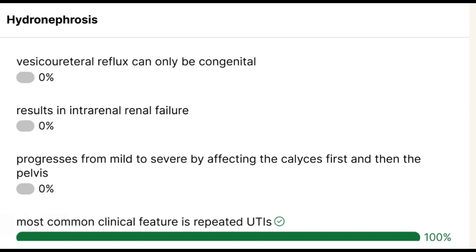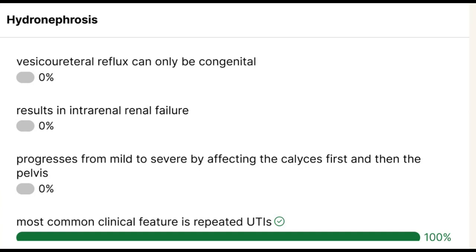Okay, I'm glad everyone got it right. But I'll just explain the options just in case anybody has some doubts. So, vesicoureteral reflux can only be congenital. That's definitely wrong because we know that there's a primary and a secondary form, which basically means that there's a congenital and an acquired form.